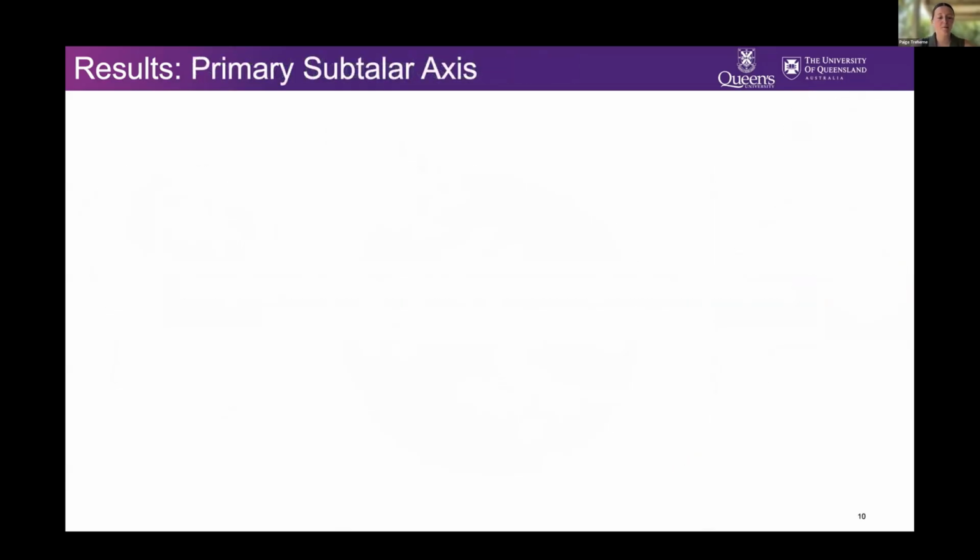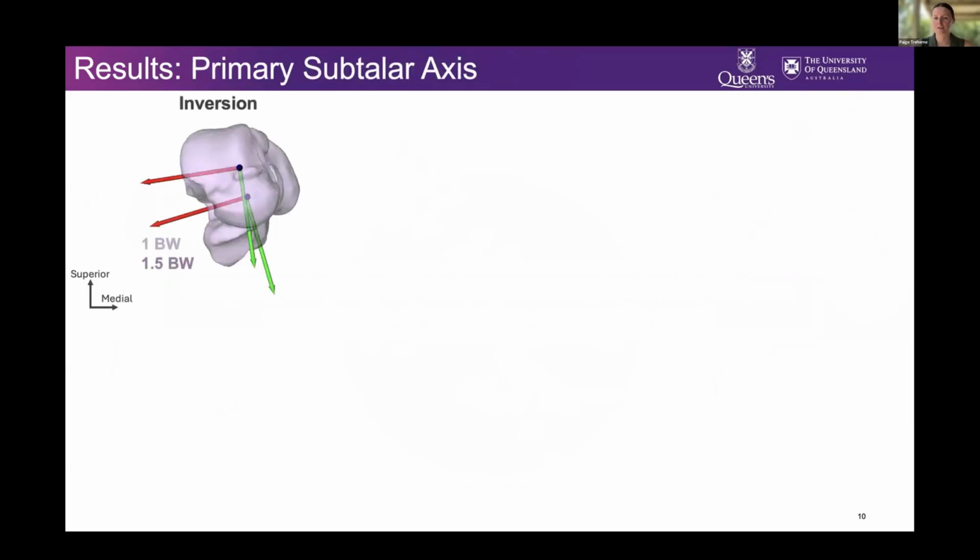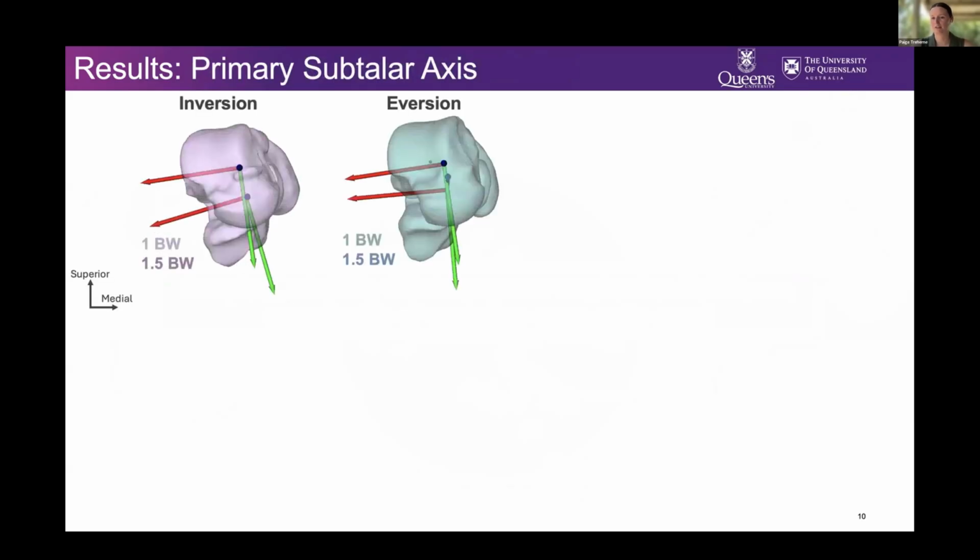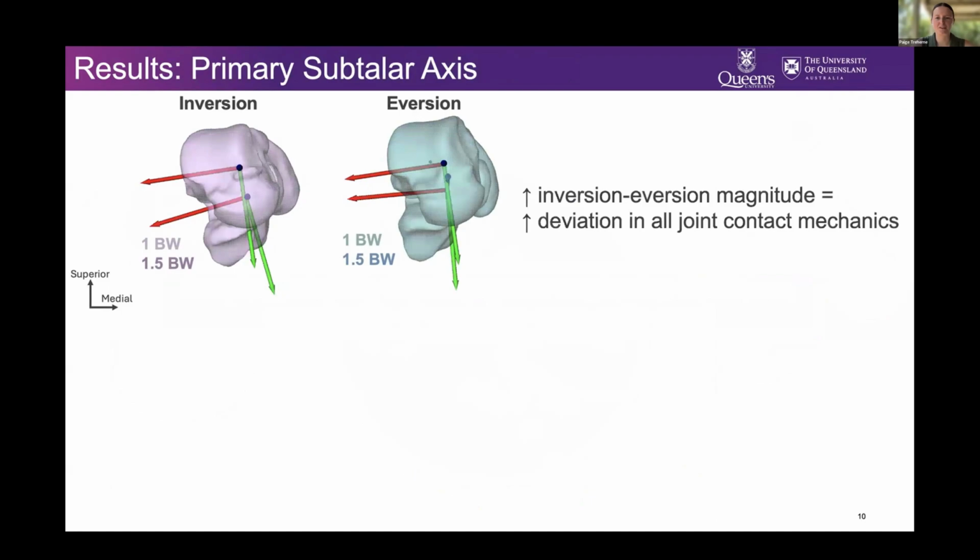And we found that our primary inversion-eversion axis of the subtalar joint was the primary predictor for how much people's mechanics changed. You can see here the purple bone going from the light to the dark, so from the 1 body weight to the 1.5 body weight trial. That participant is moving into more inversion, where the blue bone is a participant moving back out to a bit of eversion. And contrary to our hypothesis, we found that increased inversion-eversion magnitude, regardless of direction, just the magnitude of change, was associated with increased deviation in all of our joint contact mechanics.